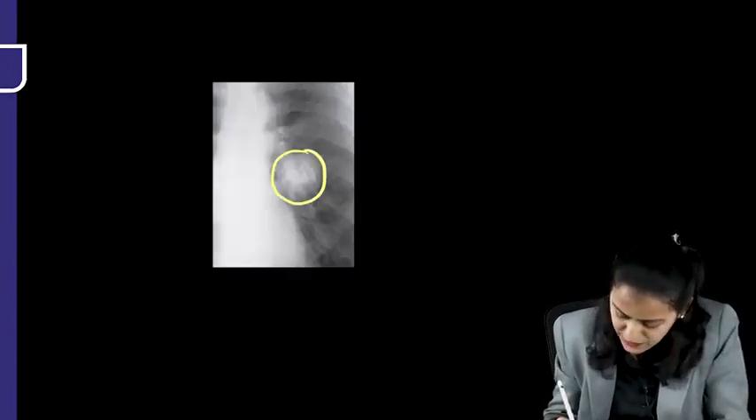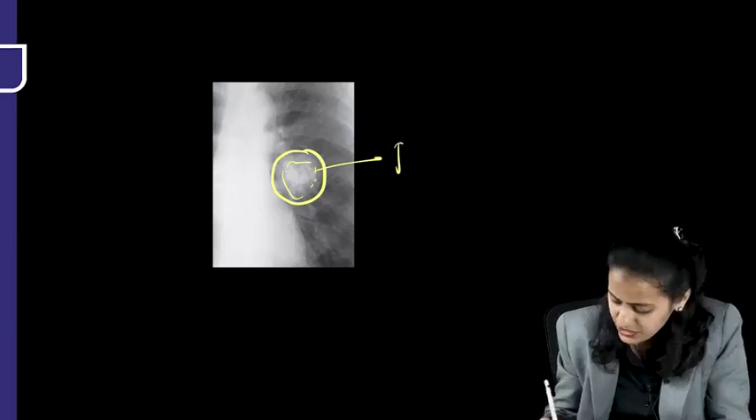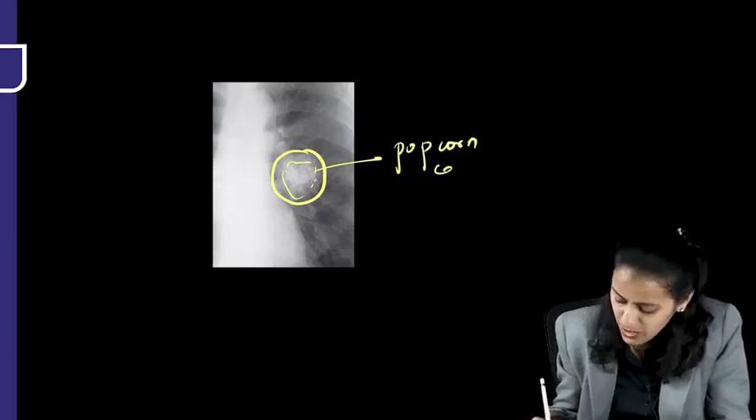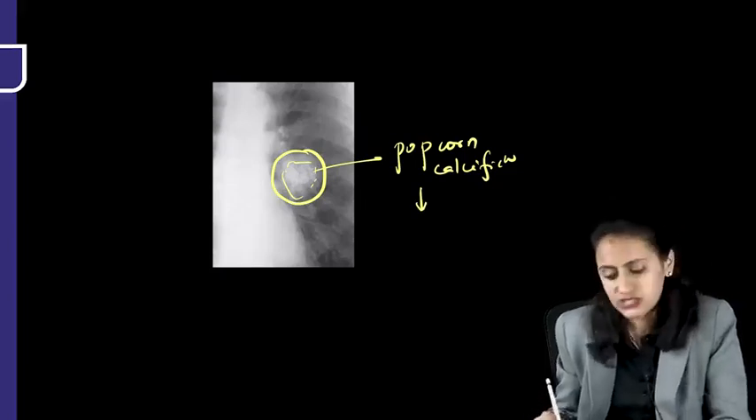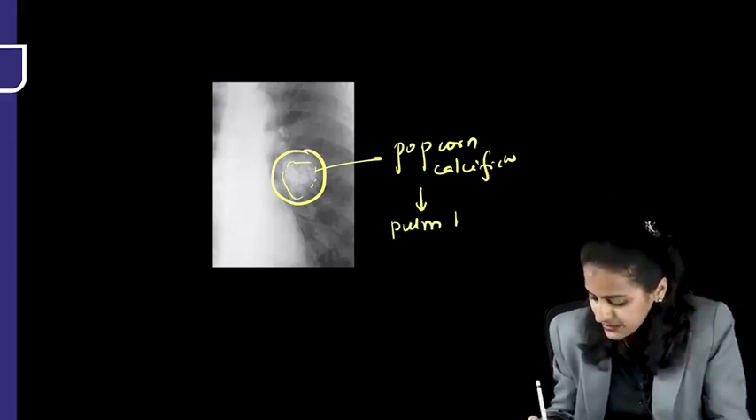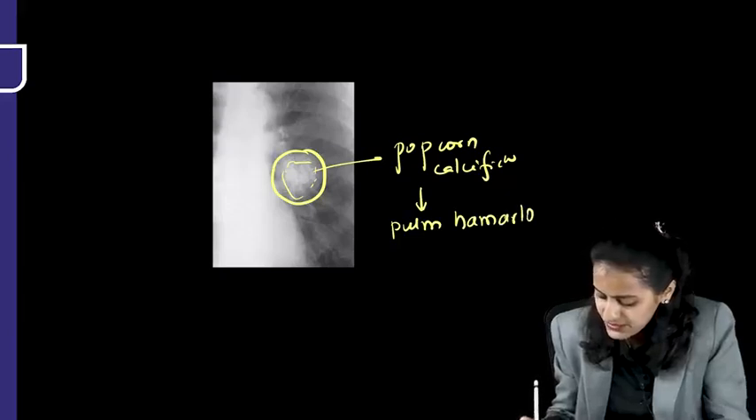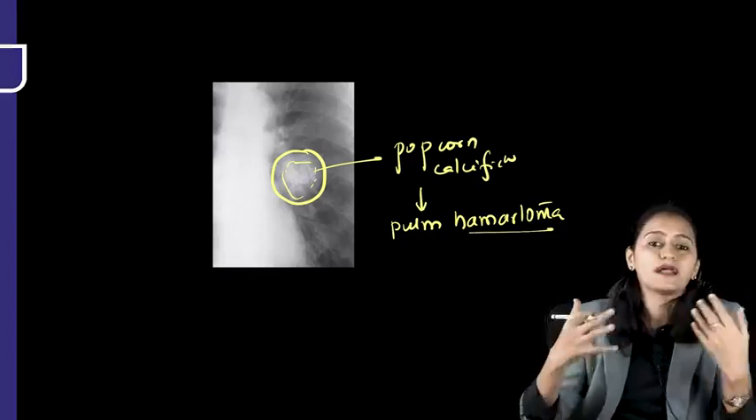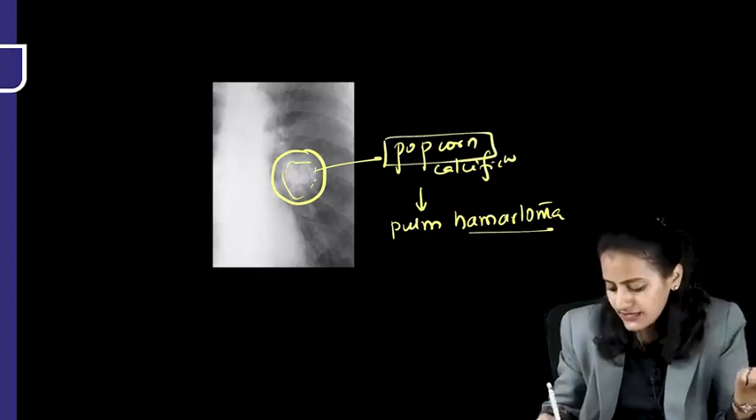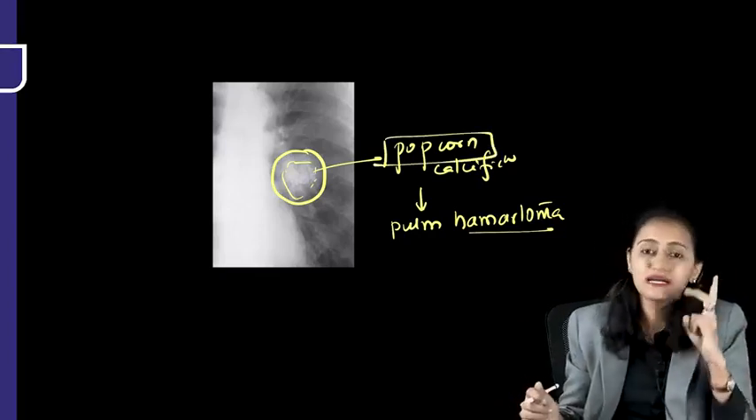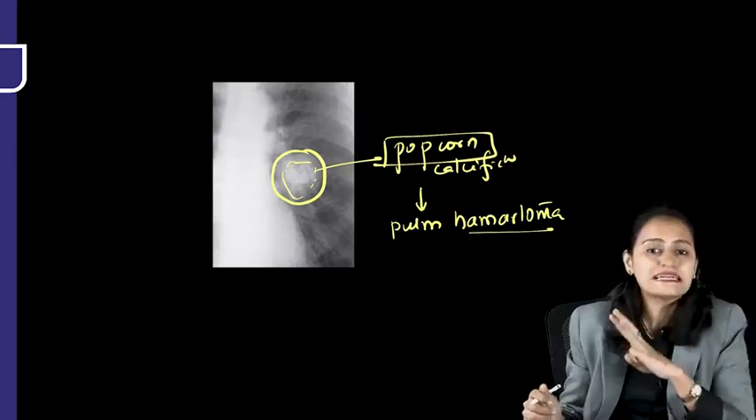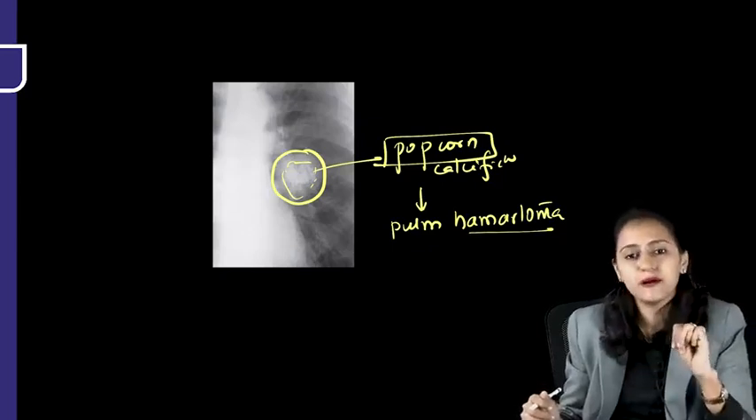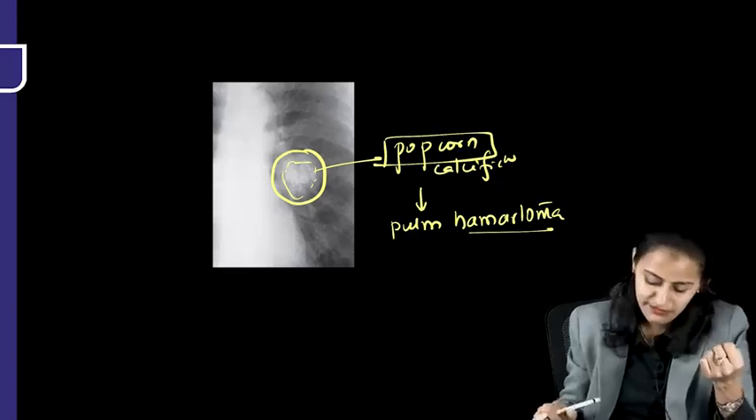So there is a lesion showing chunky calcification within, which is popcorn calcification. So where do we see popcorn calcification in the lung? It is seen in pulmonary hamartoma. So remember, it's like hamara, tumhara, popcorn. Popcorn calcification in the lung, hamartoma; in the brain, cavernoma; in the breast, fibroadenoma; in the pelvis, uterine fibroid.